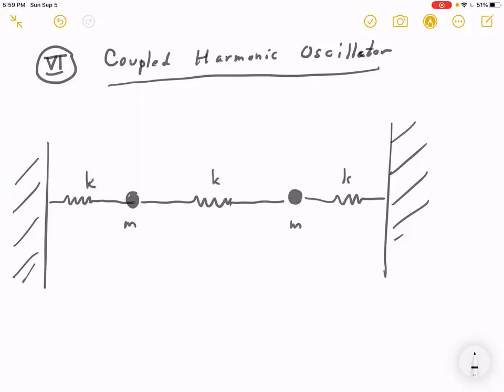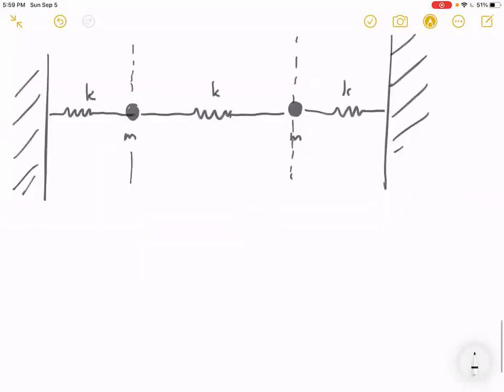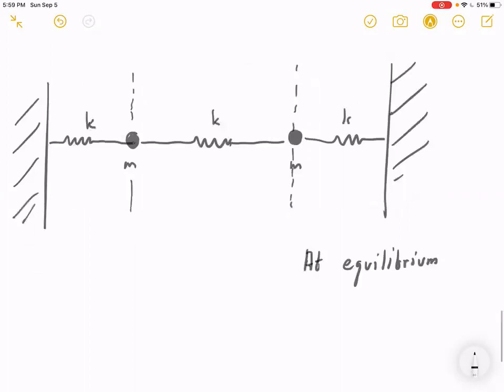Let's remember what the equilibrium positions are for this system. This is a system that's at equilibrium. So I'm going to call the distance from the first wall to the first mass L0. The distance between the two masses is L0. This is not drawn to scale, so my apologies. And the distance between the second mass and the second wall, L0.